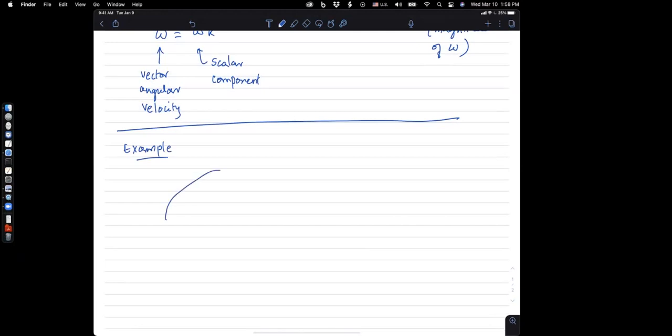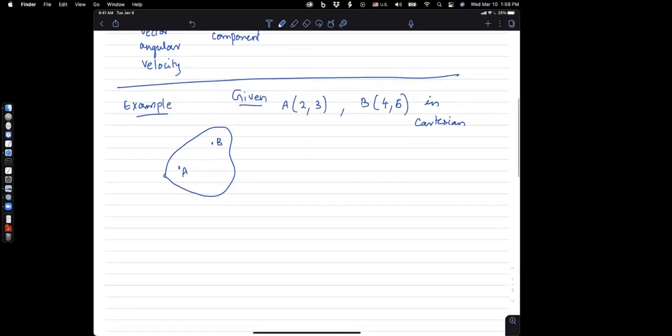So this is just sort of to get some practice. Let's say we have some point A and some point B. Let's say point A is (2, 3) and point B is (4, 6) in Cartesian coordinates. So this is given.